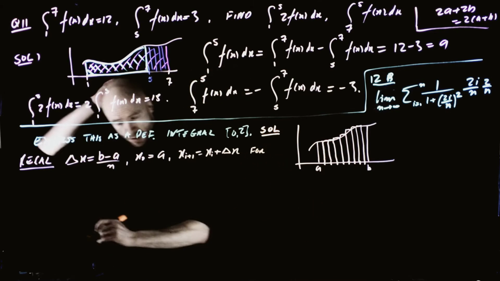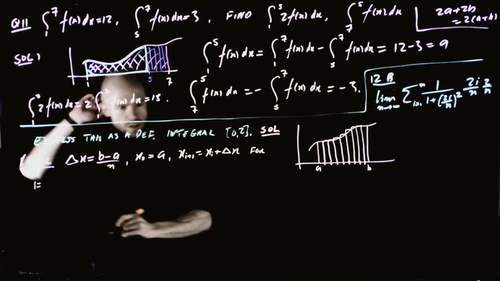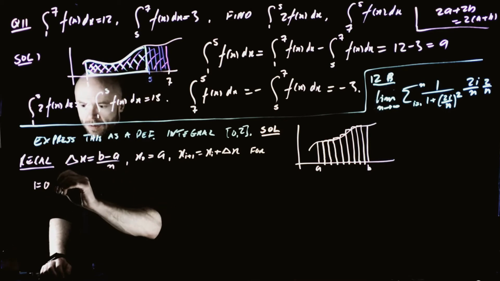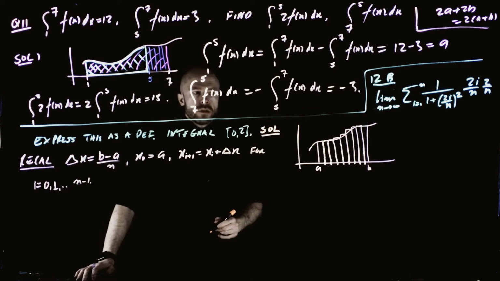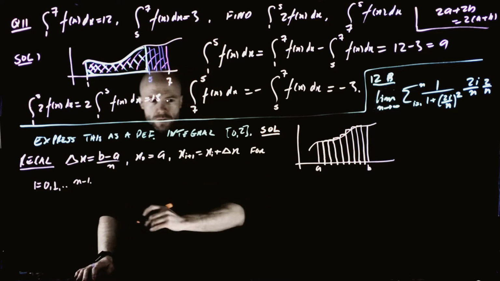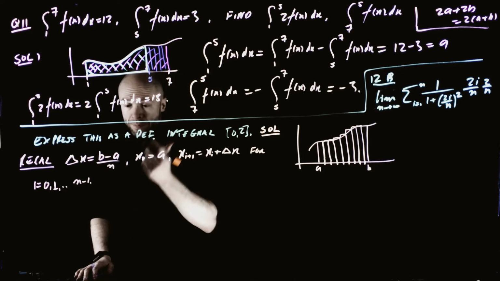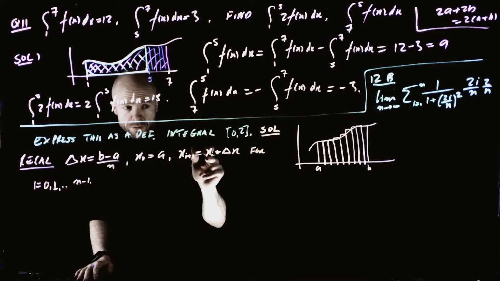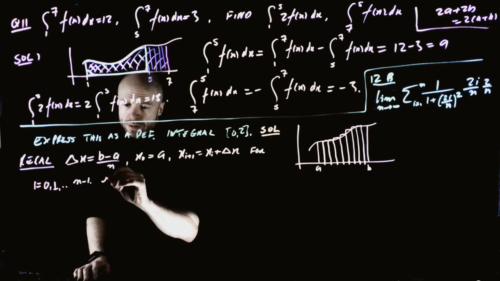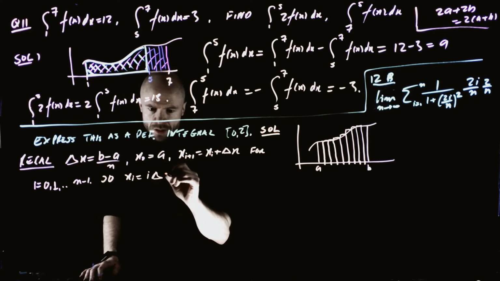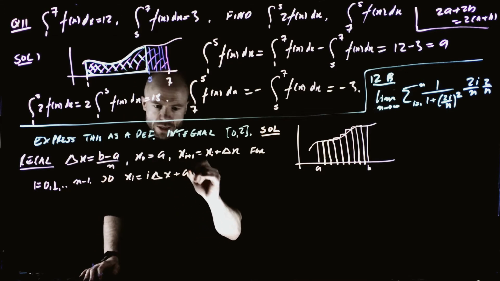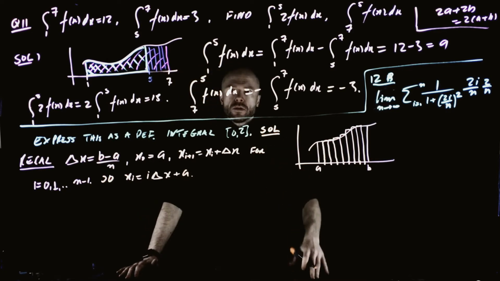for i equal to 0, 1, up to n minus 1. That's what we did. And in particular, from this, it easily follows that x_i is just equal to i times delta x plus a. These are things we talked about a fair bit.